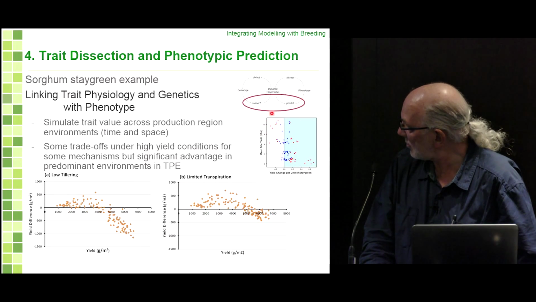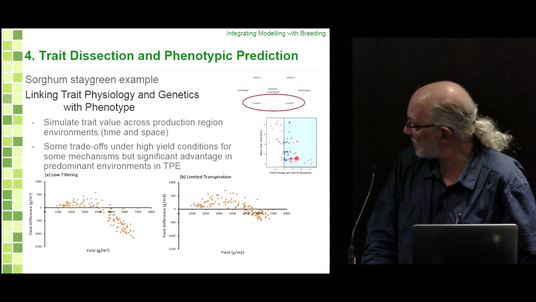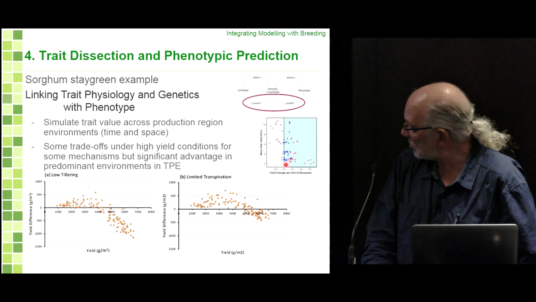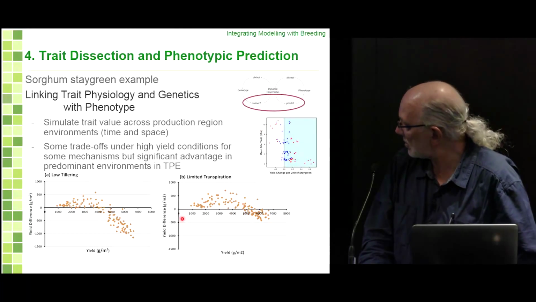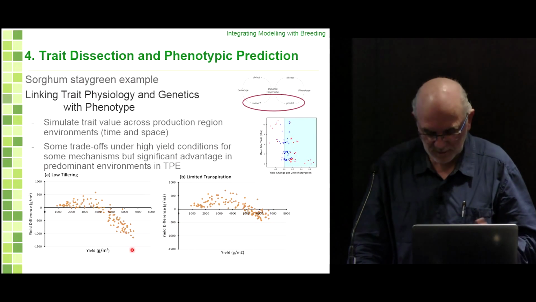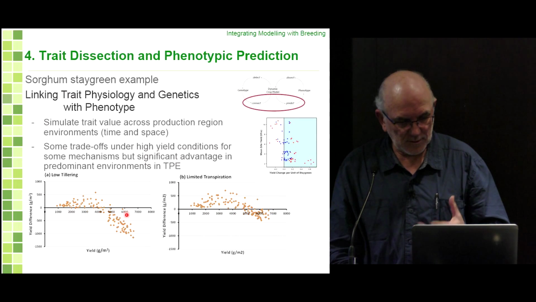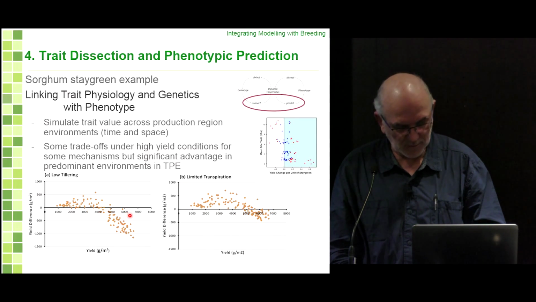And that probably reflects this picture from the field data, where the effect's much more obvious at these yields below 5 tonnes or so, and next to nothing at higher yields. So you've got these trade-offs going on, and these G by E sort of things. And so you can actually simulate those as well.